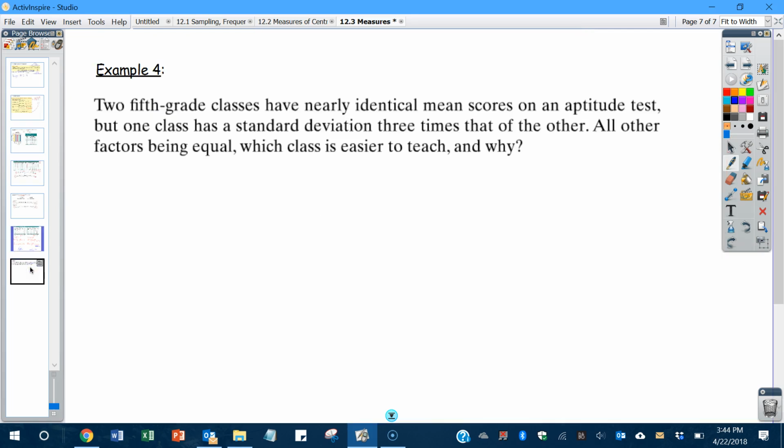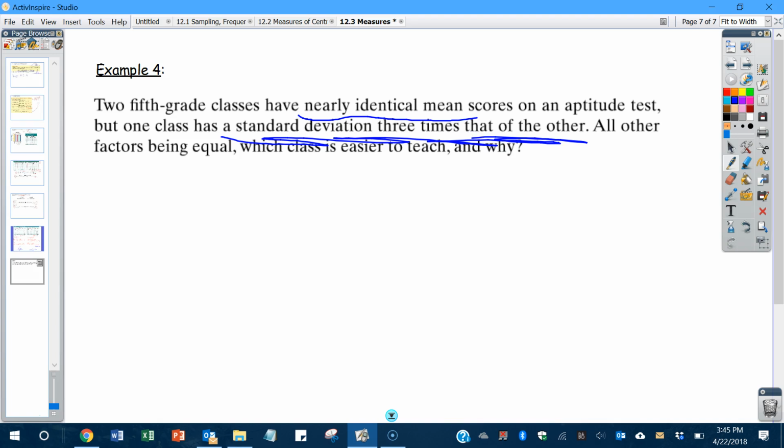Okay, this is a fun little application problem to get the idea of why spread is such a big deal. We have two 5th grade classes that have nearly identical mean scores on an aptitude test. So let's just say the aptitude test is denoting their skill level in certain subject areas. But one class has a standard deviation that's 3 times that of the other. All other factors being equal, which class is going to be easier to teach and why? Okay, so they have the same mean score, which could be really nice, but one class has a standard deviation 3 times that of the other.